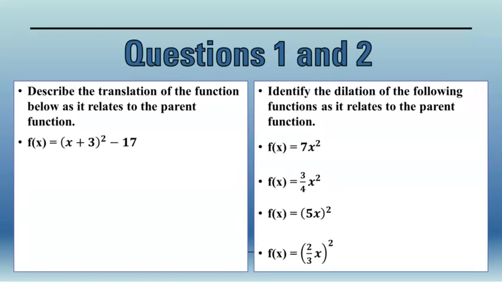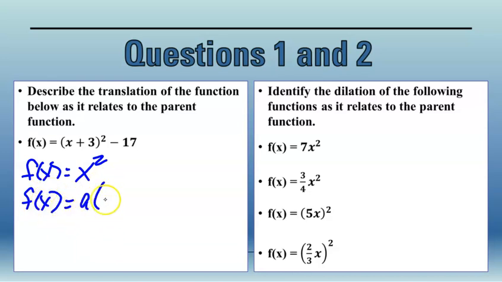So the parent function is f of x equaling x squared. Now the parent function with transformations would look like this. F of x equaling a, which is our dilation, times x minus h squared plus k. Our h right here is our horizontal movement, and our k right here is our vertical movement.